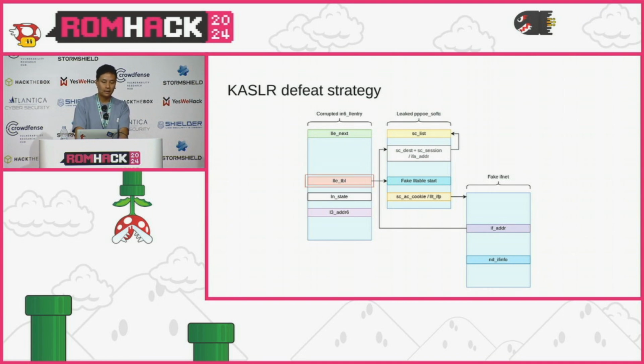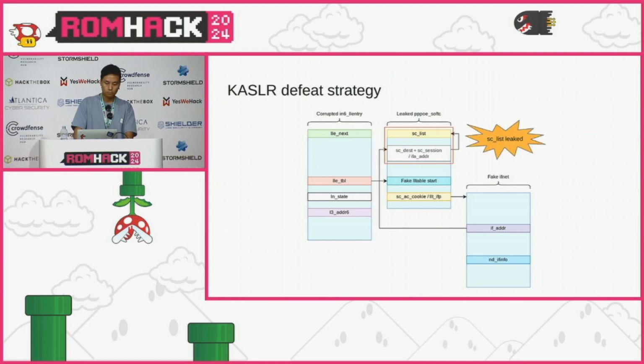So when we corrupt the LL entry, we redirect the LLE table pointer to the PPPoE softc object. And it is located in such a way that the IFP, the interface pointer, is aligned with the ASCII AC cookie. And that's the pointer to our fully controllable buffer. That buffer represents the fake IFNet object, where the IF address, which is the MAC address, is pointing back to the ASCII test and ASCII session. And these are the fields where we can plant some controllable data. And here we just plant a pointer to itself so that we can leak the ASCII list.